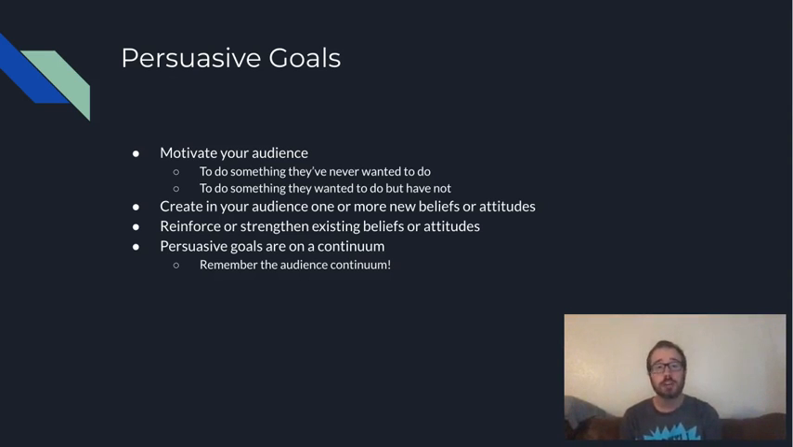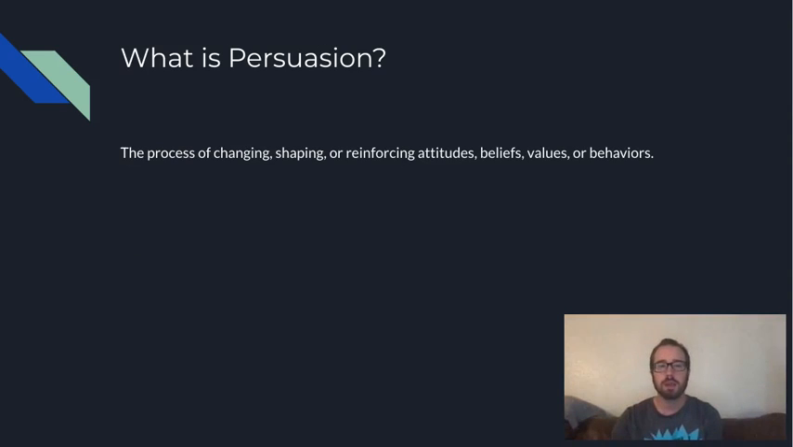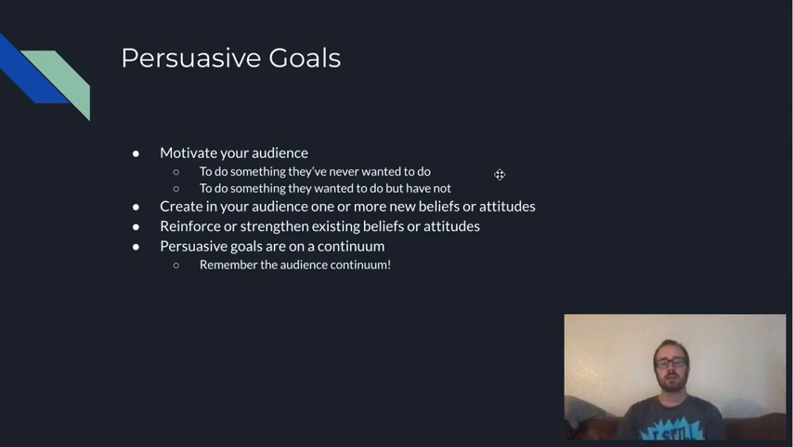So any motivational speaker is a persuasive speaker, and their persuasive goal is to motivate the audience to change their behaviors. So if you look back at that previous slide, right, the process of changing behaviors is a type of persuasion. Another common persuasive goal is creating in the audience one or more new beliefs or attitudes, right? So it's not always about behaviors. It's not always about getting the audience to do something. Sometimes it's about getting the audience to have a new belief or a new attitude about a certain situation.